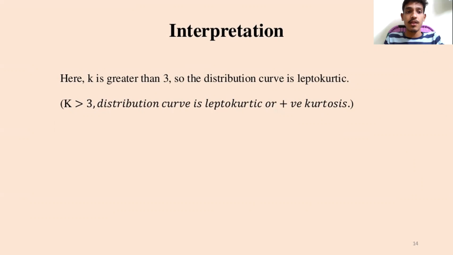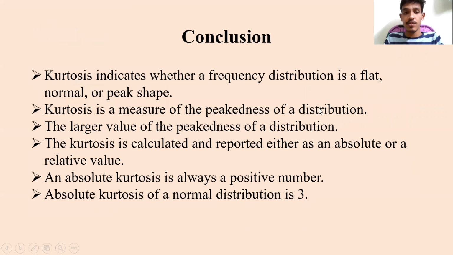Here, in this example, k is greater than 3, so the distribution curve is leptokurtic. So here k is greater than 3: leptokurtic, or positive kurtosis.